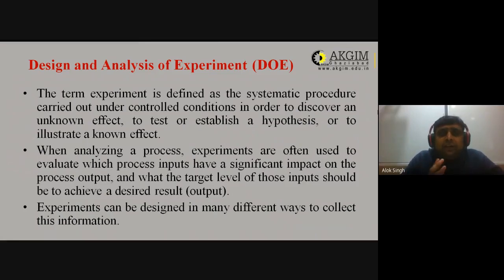The term experiment is defined as a systematic procedure. What is a systematic procedure? It means every time you are using the same quality of raw material, the same quantity of material, and under a controlled condition, to get the same product every time, to discover an unknown effect, to test or establish a hypothesis, or illustrate a known effect. So that is basically design and analysis of experiment.